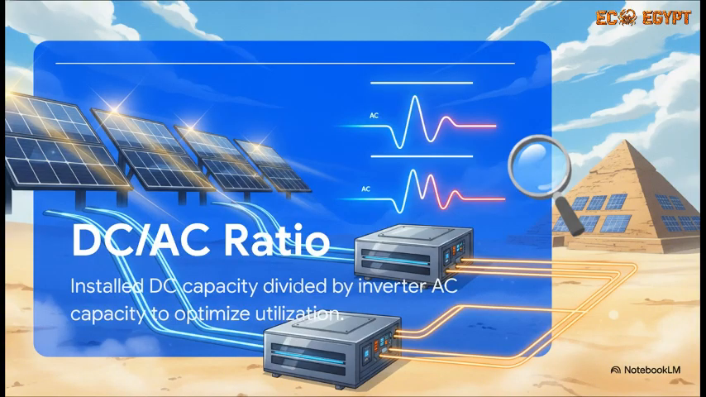For the Sphinx project, sitting out there in a super high irradiance environment, they meticulously landed on a ratio of 1.18. It's the perfect sweet spot to maximize energy yield while minimizing clipping losses, which, of course, is what happens when the panels produce more power than the inverter is legally allowed to accept.